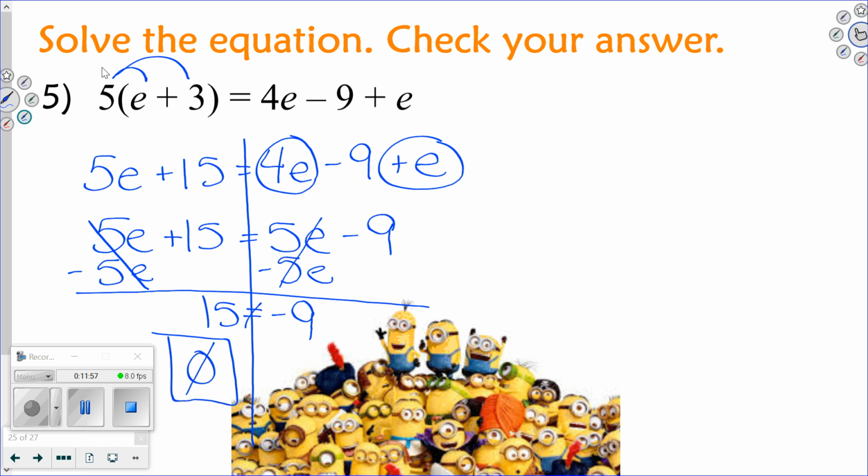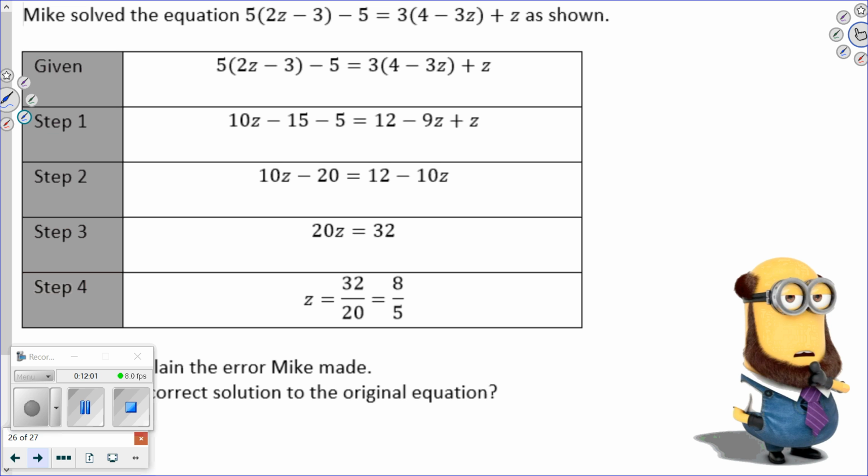All right, questions so far? All right, and then the other thing we need to look at is, this is something I feel like students struggle with all the time, is finding errors, okay?